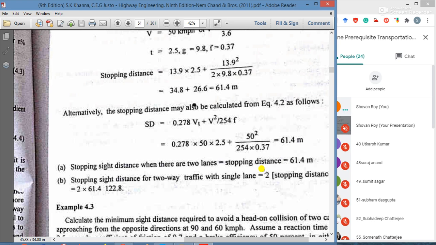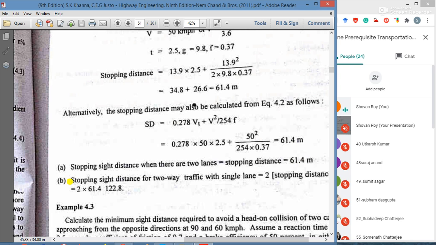That's why what we are getting from this calculation, the stopping distance, that is the safe distance for the first condition. The first condition is stopping distance when there are two lanes. That is 61.4 meter. Second condition, condition B, the stopping sight distance for two-way traffic with a single lane road.